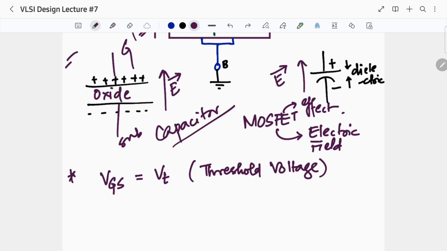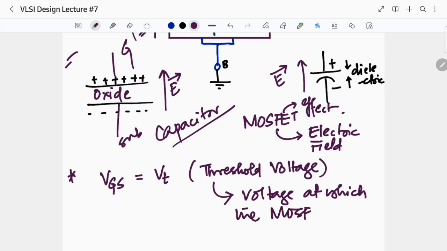Okay. So what is this threshold voltage? If somebody asks you for 2 marks, then you should say it is the voltage at which the MOSFET gets an induced channel. Okay, the keyword here is induced.